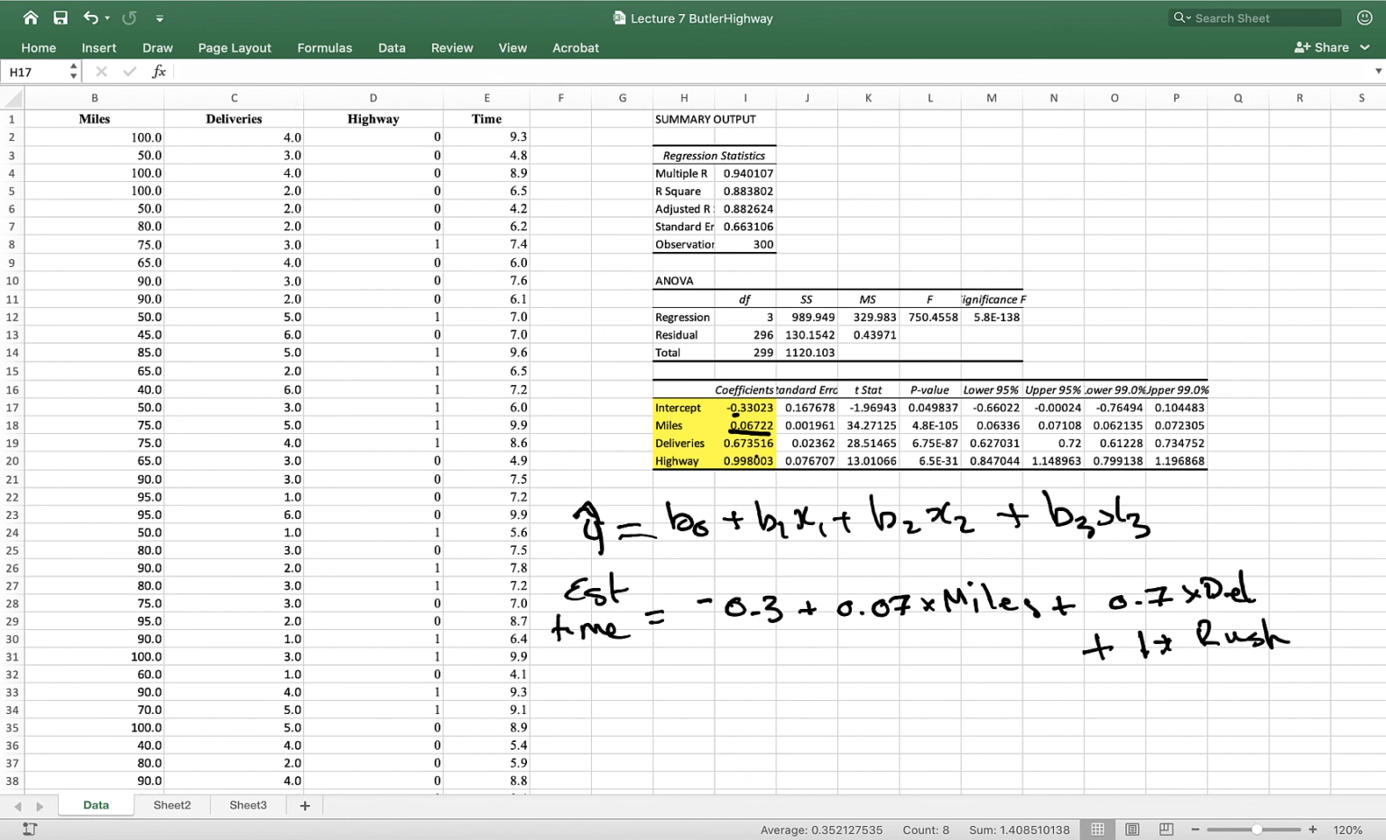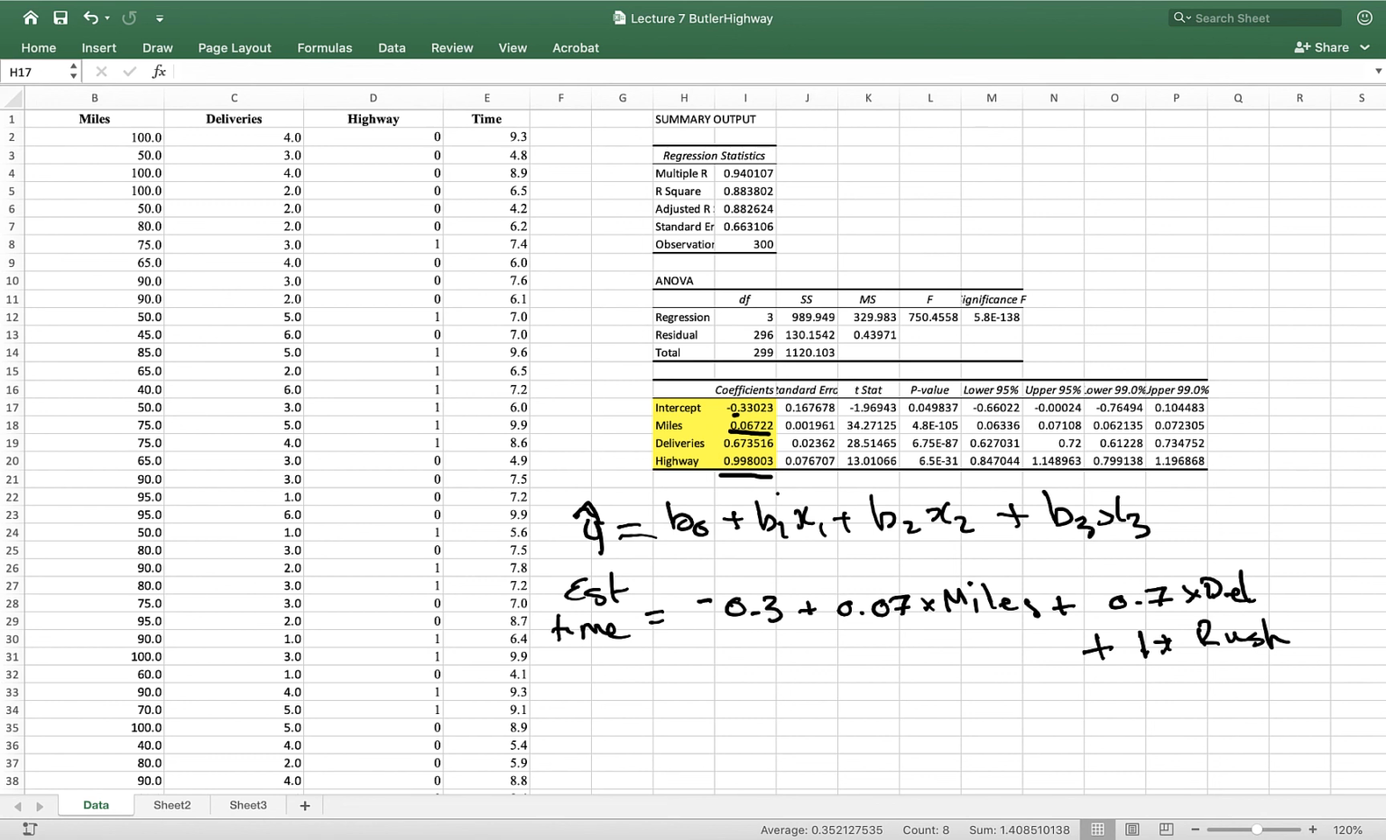What does the figure below that, 0.67, mean for deliveries? It says, for each additional delivery a driver makes, but holding the miles they drive the same and whether they drive on the highway or not, keep that the same, don't change that. But they make an additional delivery. That additional delivery is going to take another 0.67 of an hour. And what does this third one mean in here? This is saying, okay, for a driver driving the same amount of miles and making the same deliveries, if they drive on the highway, that would add about another additional hour to their drive. So that's the way that you interpret those.